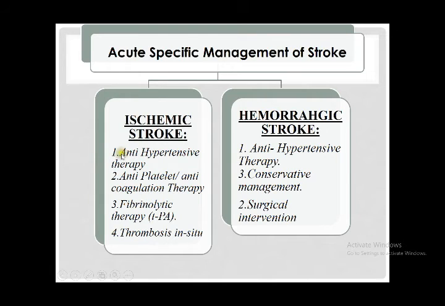In ischemic stroke, there is antihypertensive therapy, but the protocol is different than in hemorrhagic stroke. In ischemic stroke, acute therapy also includes antiplatelet and anticoagulation therapy, and fibrinolytic therapy, thrombolysis or thrombosis in situ. But here you can see antihypertensive therapy is the most important thing in hemorrhagic stroke, along with other supportive and conservative management, and sometimes surgical intervention if it is obstructive or there is hydrocephalus.